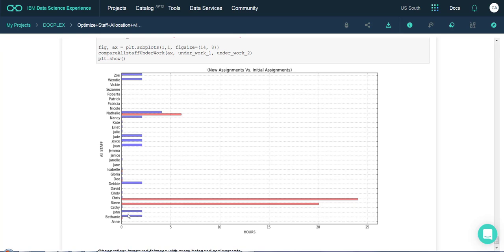Through our iterative approach using IBM decision optimization engines, we have now achieved an optimized assignment of staff.